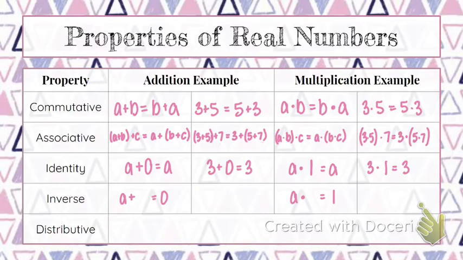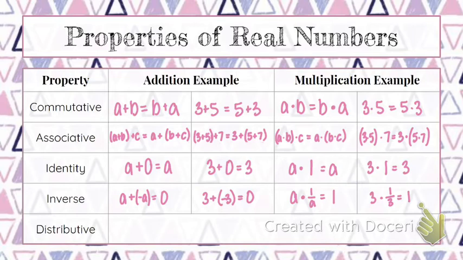So what can we add to A to get 0? We can add negative A. So if we had 3 plus negative 3, that would give us 0. Now, A times what gives us 1? A times 1 over A gives us 1. So if we had 3 times 1 over 3, so 3 times 1/3, that would give us 1.